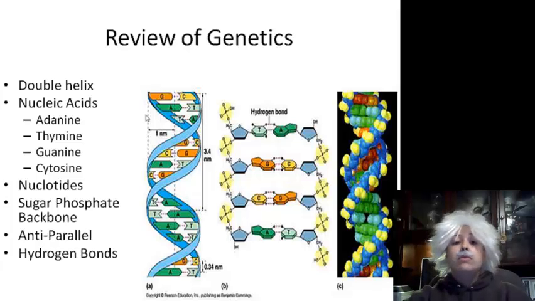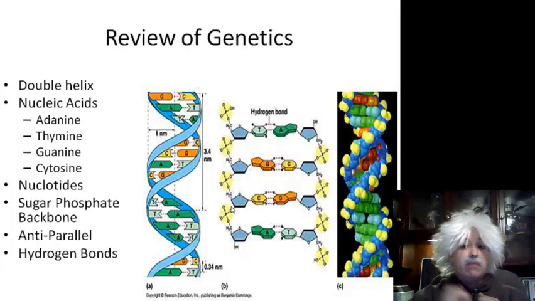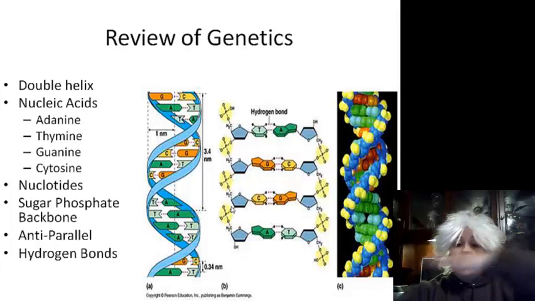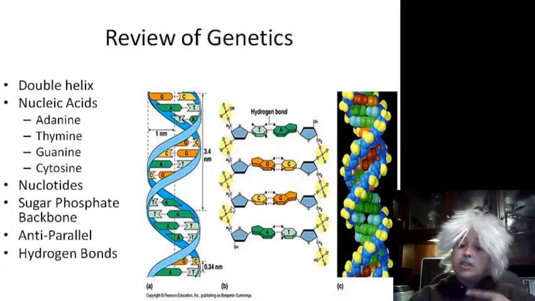Now, the three pieces, which are a phosphate, a sugar, and a nucleic acid, are called a nucleotide. And these are the building blocks of DNA. The backbone of our DNA is going to be a sugar phosphate backbone. And remember, the two strands do not run in the same line. They are anti-parallel, going in the opposite direction of each other.